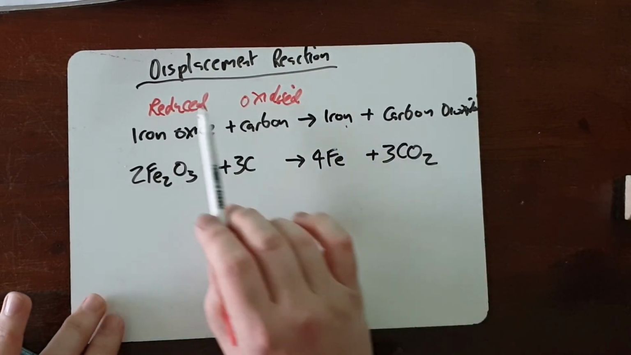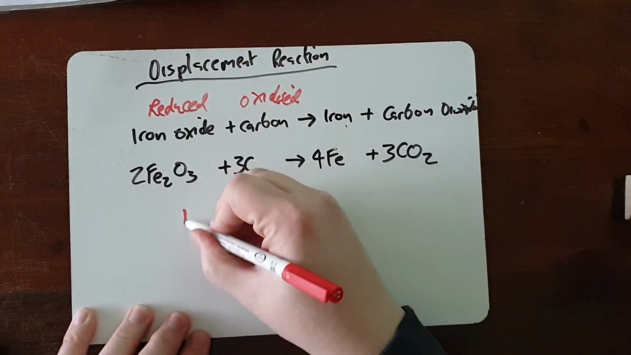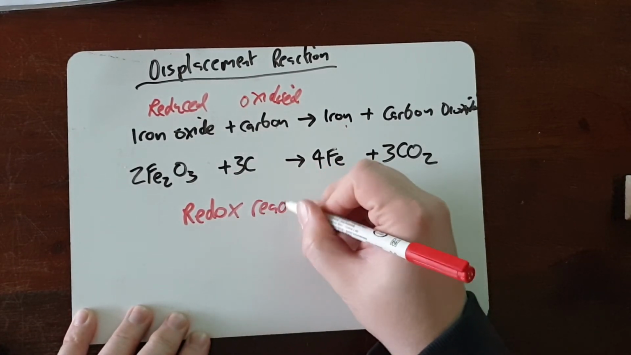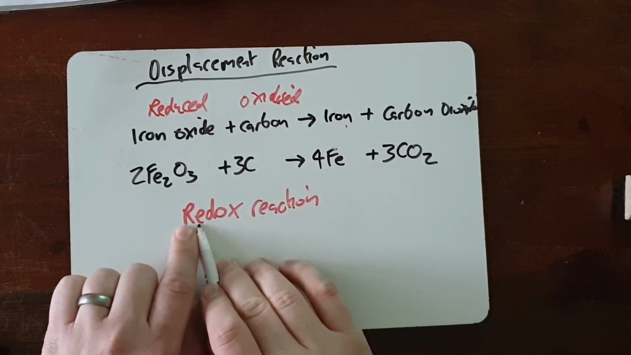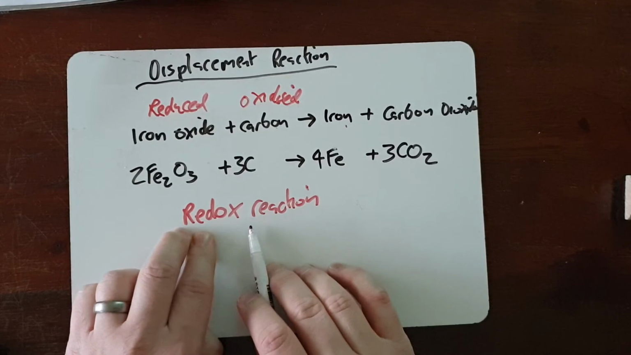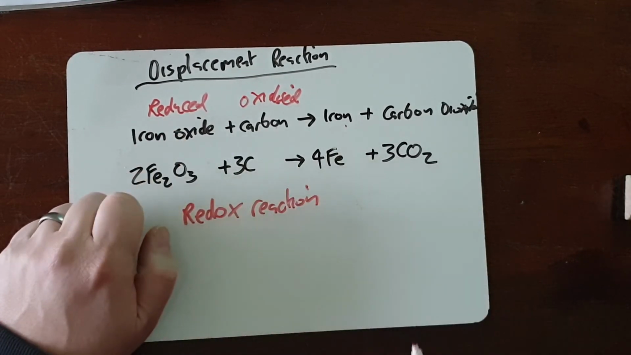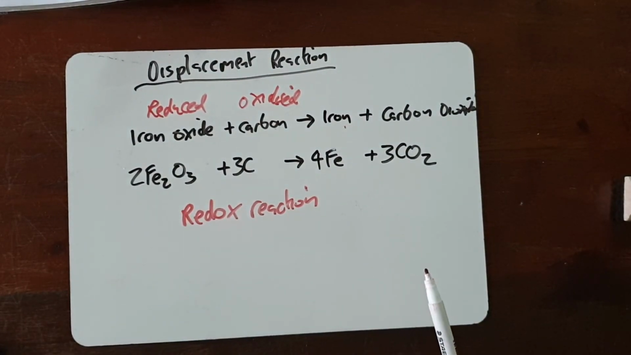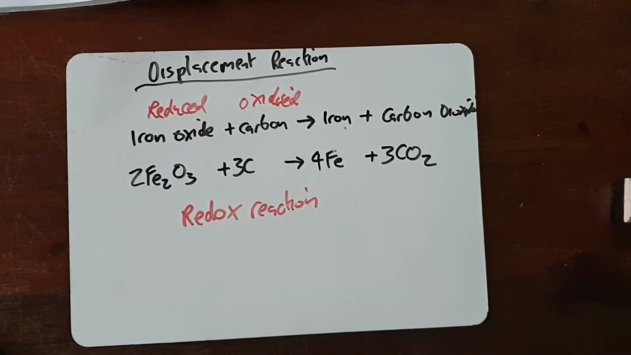And so we've got a reaction here where something's getting reduced and something's getting oxidized. And when those happen in the same reaction, we call it a redox reaction. So a redox is just an abbreviation for reduction, oxidation. So it's a reduction, oxidation reaction. One thing's losing oxygen, one thing's gaining oxygen. So it's a displacement reaction. Hopefully that makes sense.